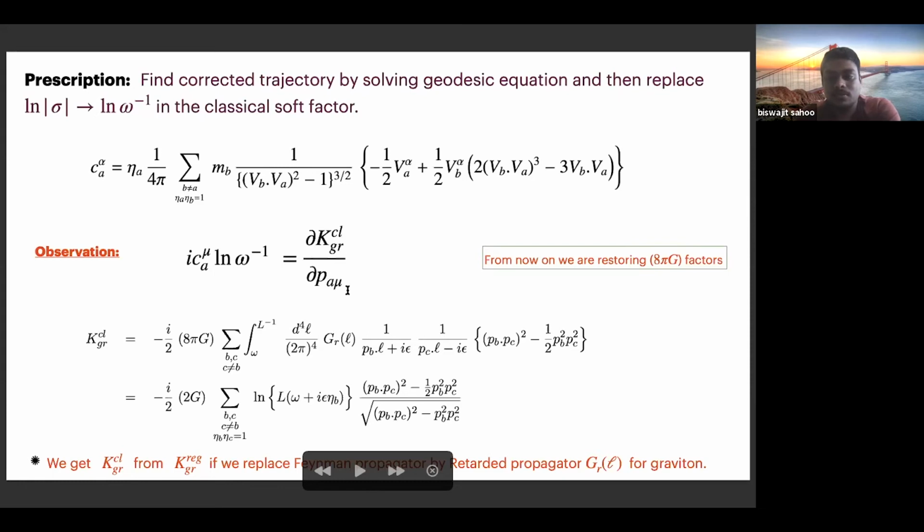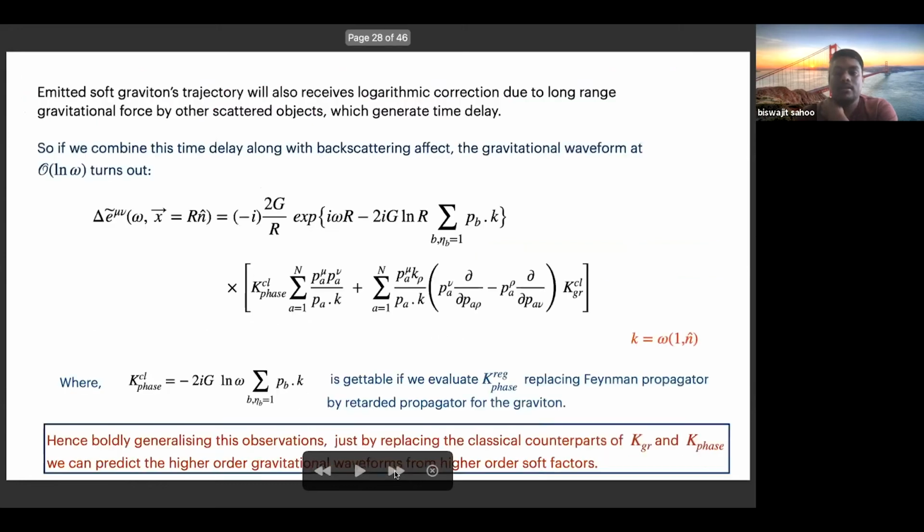Okay, so what I want to mention is that the acceleration term can be identified with a derivative with respect to the same eikonal factor, but when the eikonal factor is evaluated with the retarded propagator, not with the Feynman propagator. So if we now replace this C_a log omega inverse with respect to ∂/∂p_a^μ of the same eikonal factor, the regulated eikonal factor, but with the retarded propagator, we can get the gravitational waveform up to subleading order.